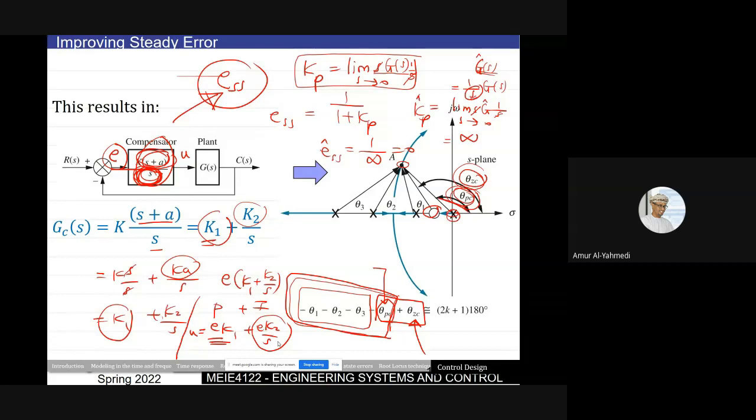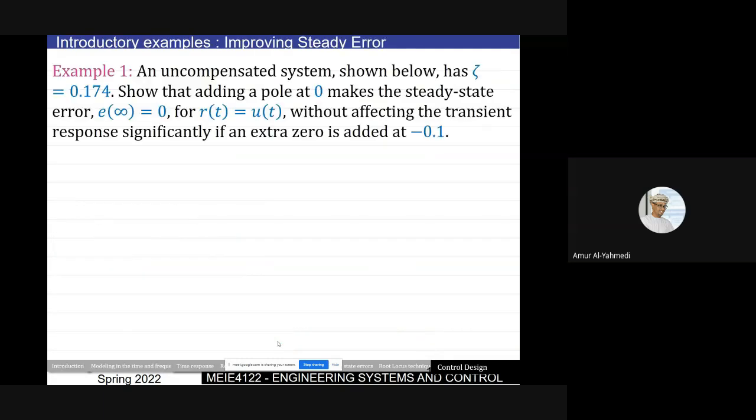We add a pole at the origin, and then we add a zero very close to it, such that they will cancel each other. This is the PI. That point is okay, I think. The PI is easy.